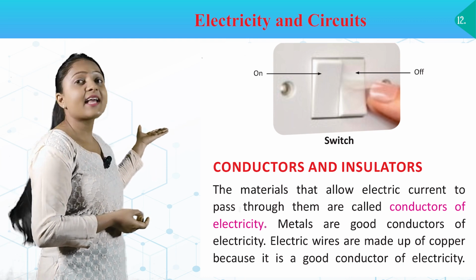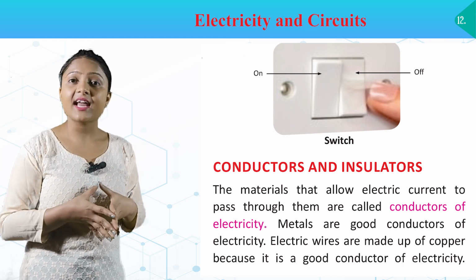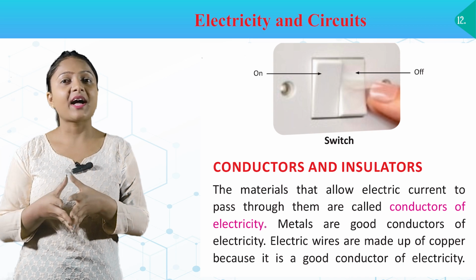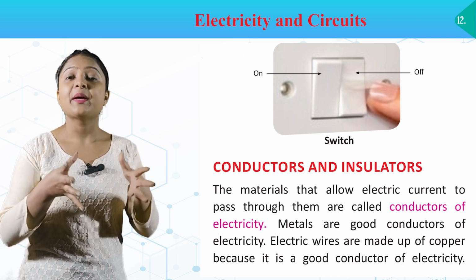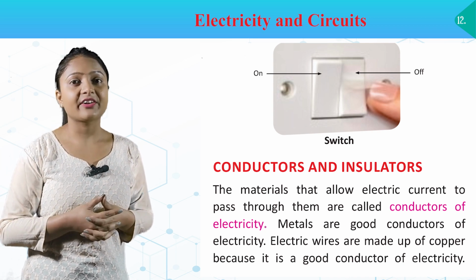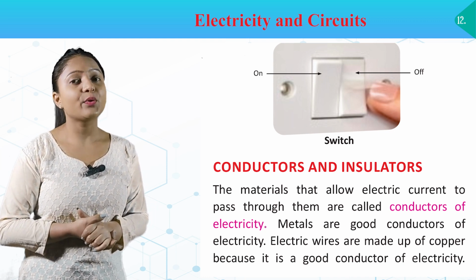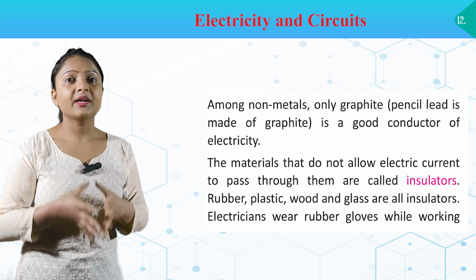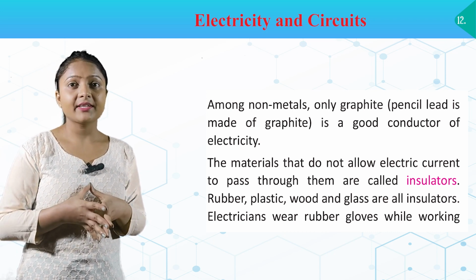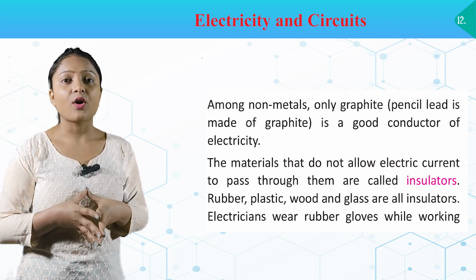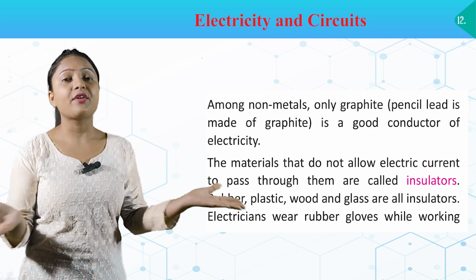Next is conductors and insulators. The materials that allow electric current to pass through them are called conductors of electricity. Metals are good conductors of electricity. Electric wires are made up of copper because it is a good conductor of electricity. Among non-metals, only graphite, pencil lead is made of graphite, is a good conductor of electricity.